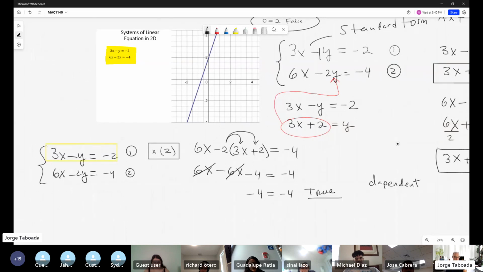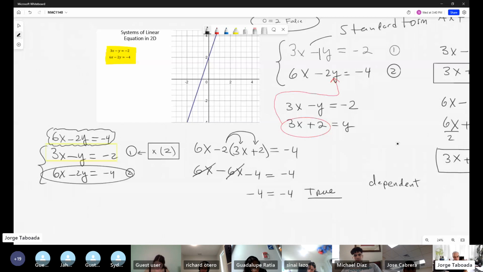If you multiply the entire equation 1 by 2, of course you multiply 2 times 3 gets 6, the x is the same. 2 times negative 1 is negative 2y, equal, and positive 2, sorry, because the multiplier is positive, 2 times negative 2 is negative 4. Wow! And you get identical equation number 2.